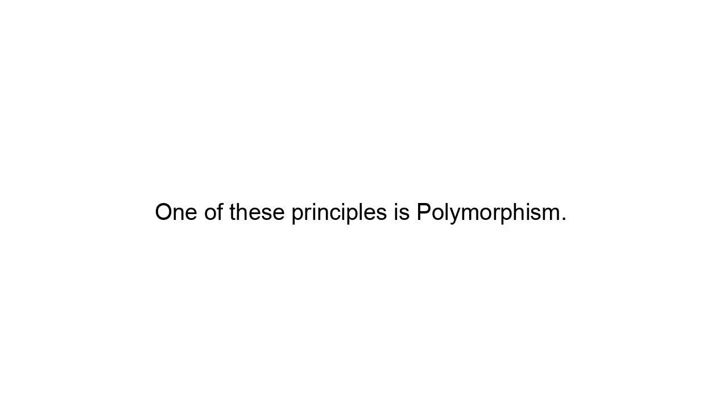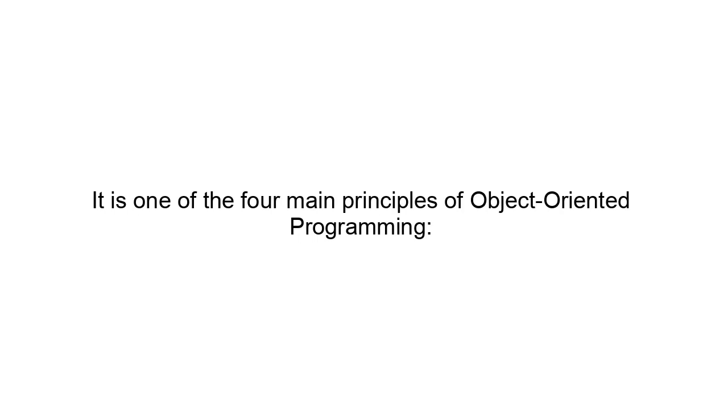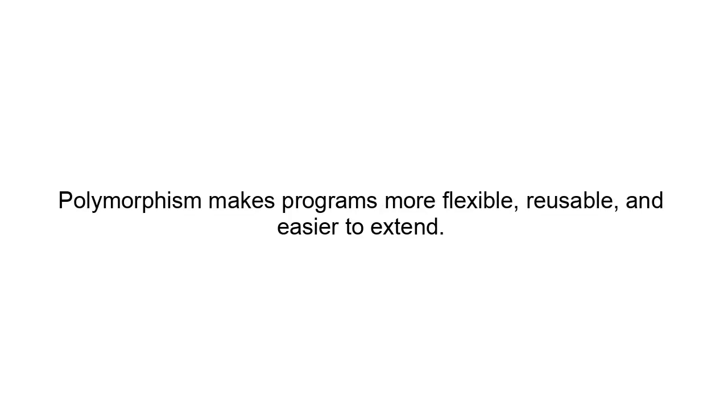Polymorphism allows different objects to respond to the same method in different ways. It is one of the four main principles of object-oriented programming: encapsulation, inheritance, polymorphism, abstraction. Polymorphism makes programs more flexible, reusable, and easier to extend.